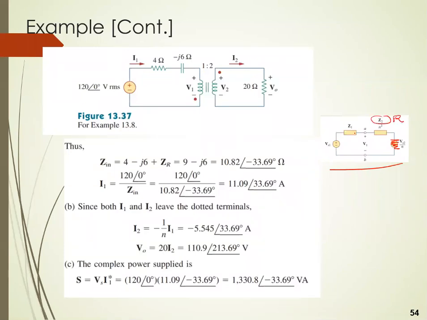So that's what we have now. When we did this transformation and divided the resistance by 4, which is the 20, we came up with a 5. This thing here was replaced by a 5 ohm resistance. So now what you have is this impedance Z1 for the primary, which is 4 minus j6, plus the reflected impedance, which is 5, and 4 plus 5 is 9. And that's how you come up with the input impedance.